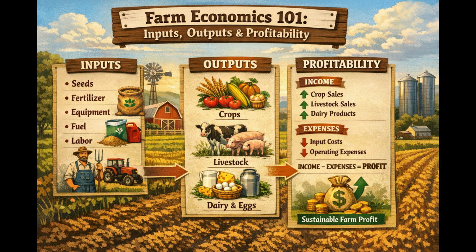Now let's talk about quality, because this is where a lot of farmers leave serious money on the table. In most markets, quality commands a premium. A number 1 grade apple sells for more than a number 2. An A grade steak sells for more than a B grade. Organic produce sells for more than conventional. And in specialty markets, quality can be the difference between making a living and going broke.